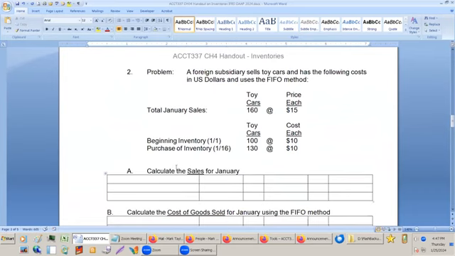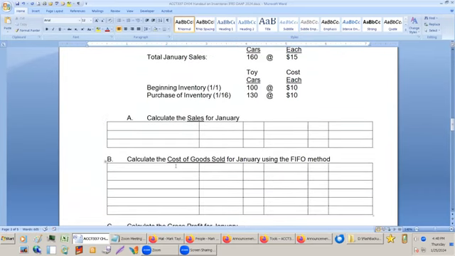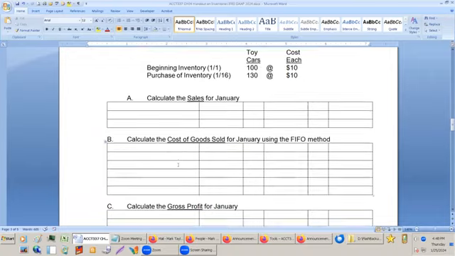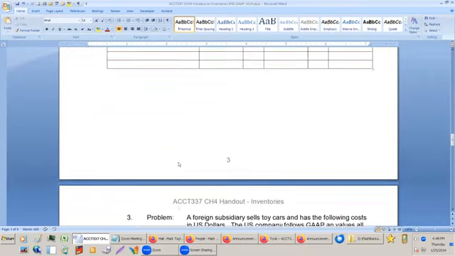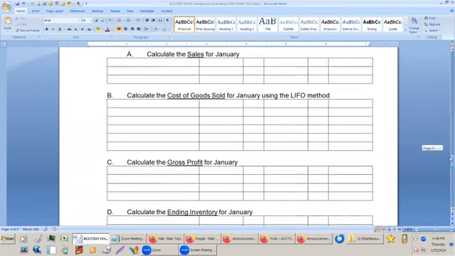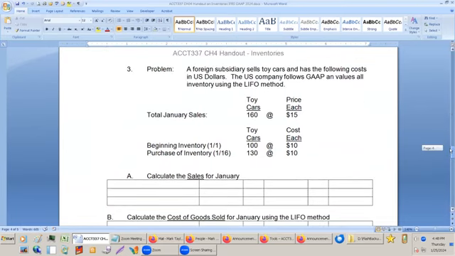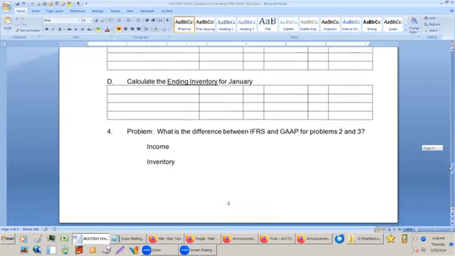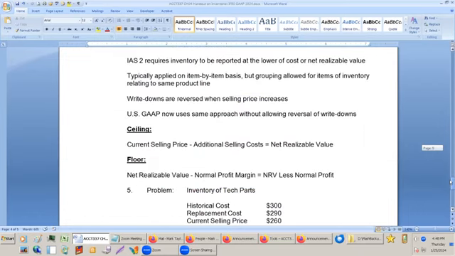So what we're going to do is LIFO and FIFO, just to kind of recall how we do this. We'll do the LIFO and FIFO, and then as if we had it for US GAAP, and then calculate the differences between those.